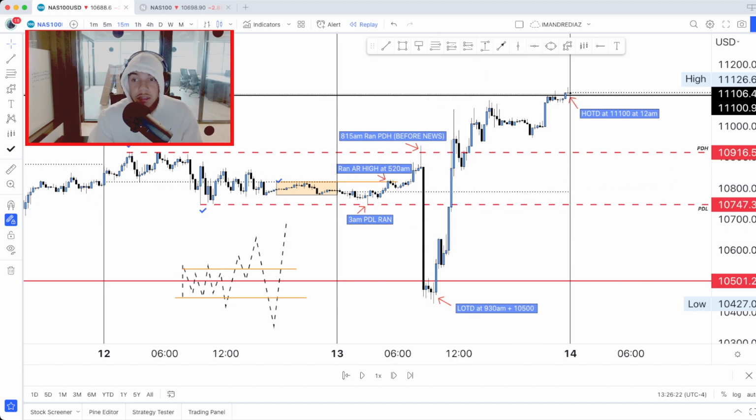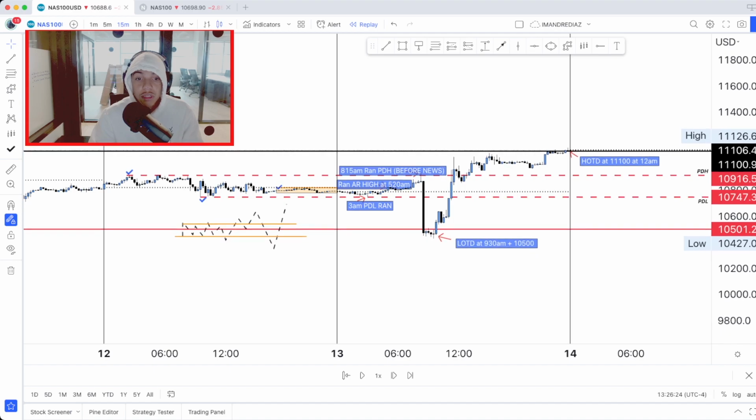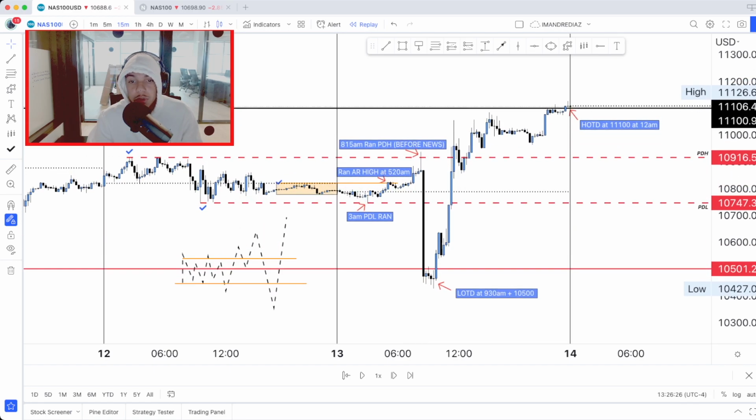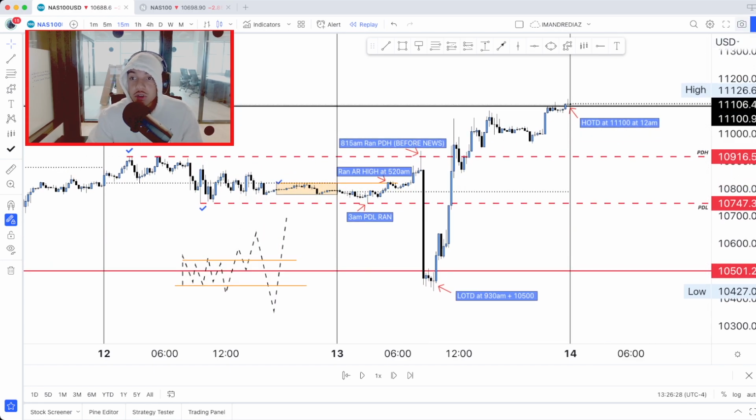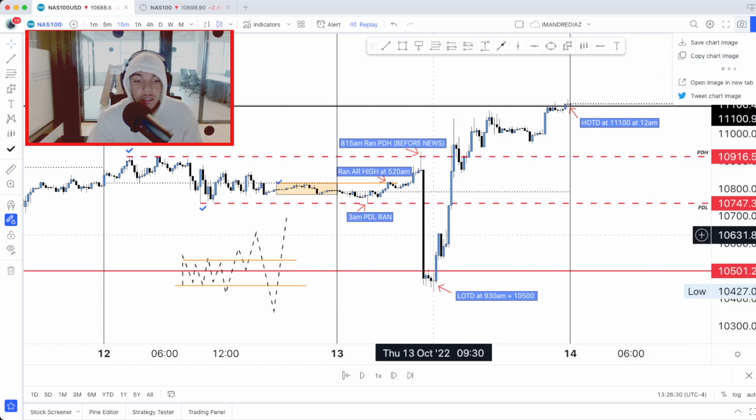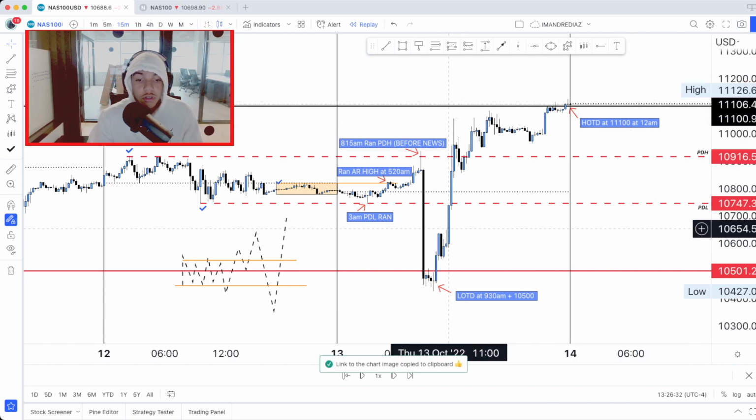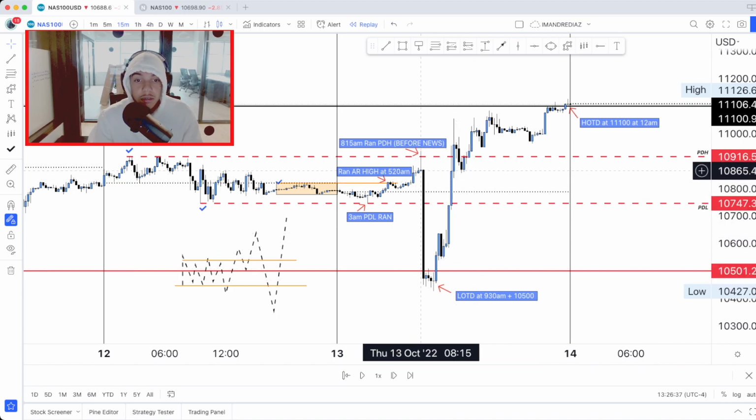But say this wasn't news and this was just a smaller move like this, that could have been a smaller time frame move just like that. But I want you guys to learn from this. So this is going to be the daily range case study for October 13th. We ended up having a bullish New York reversal on a very news impacted day.